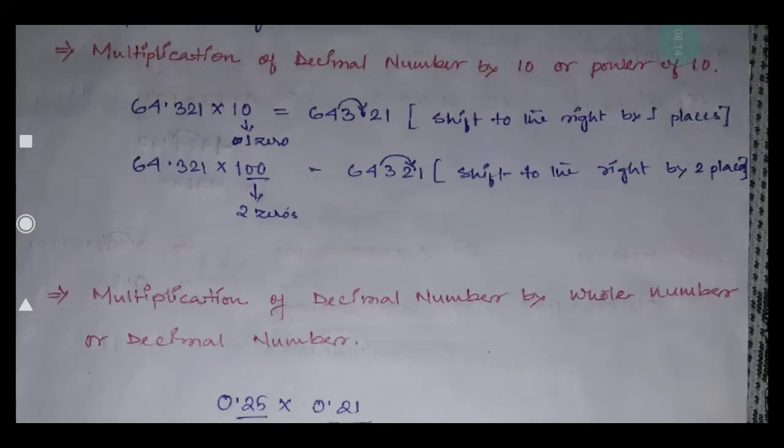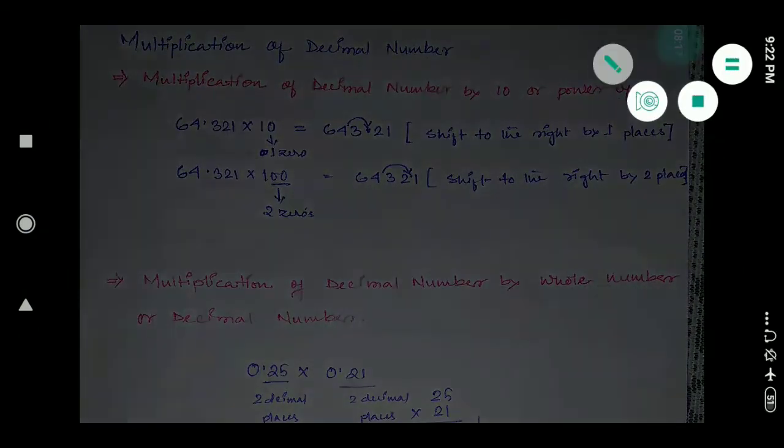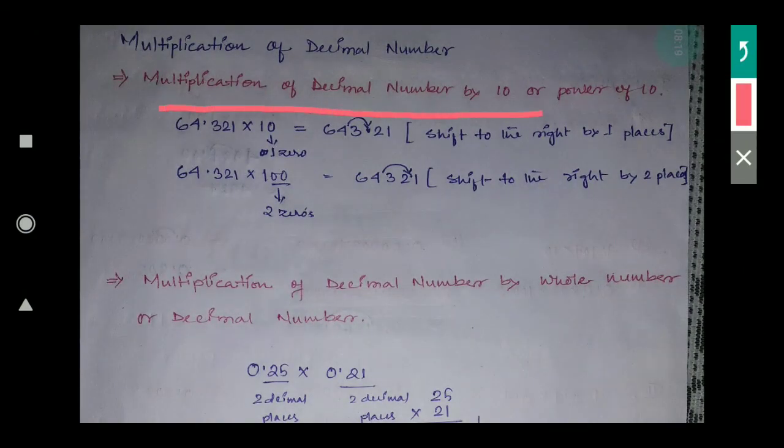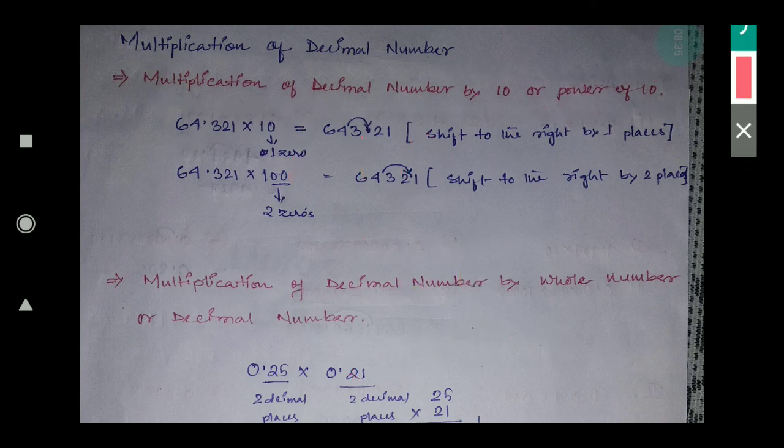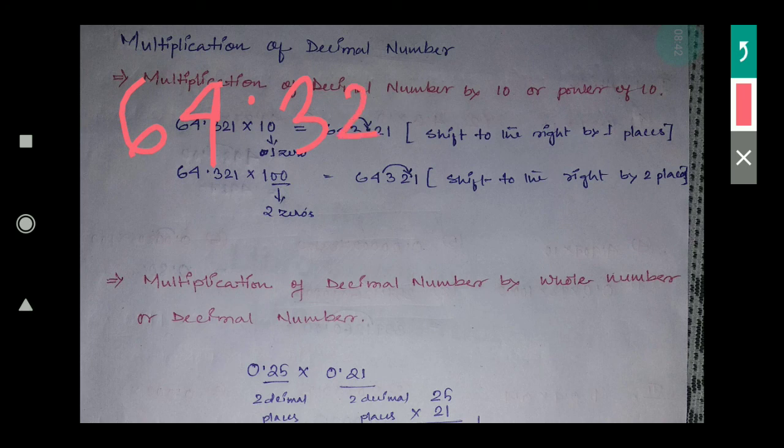Okay, see here. In the first case, it is the multiplication of a decimal number by 10 or a power of 10. That means if any decimal number is given, you have to multiply it by 10, or 100, or some power of 10. That means 10 cube, 10 power 4, 10 power 5. If it is given like this, then how to do that multiplication? Okay, so now see here, 64.321 you have to multiply by 10, suppose. So how many zeros are there? Listen carefully. There is only 1 zero.